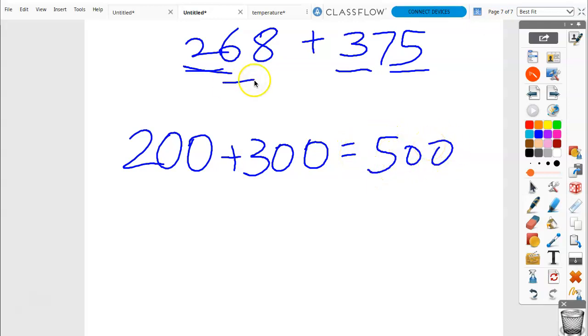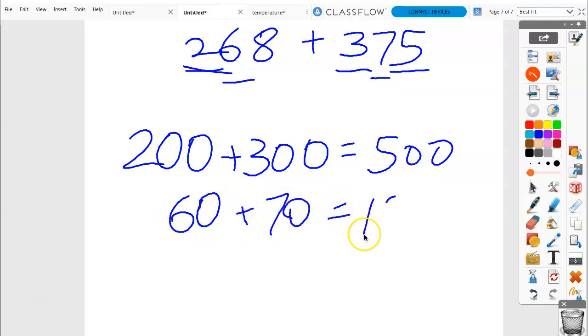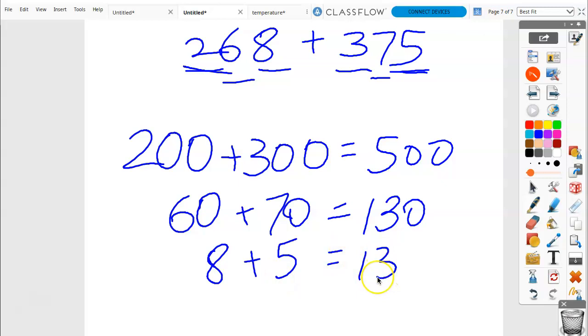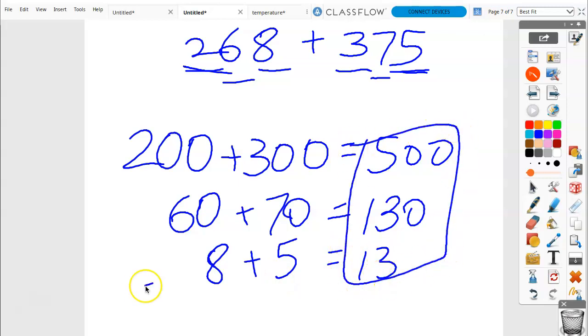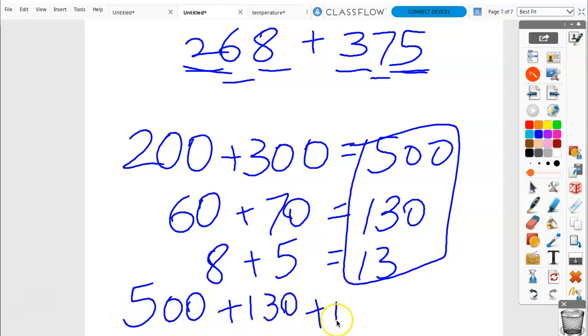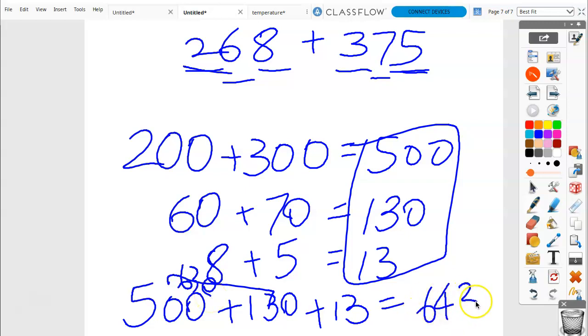Then we add the tens place. 6 tens plus 7 tens. That will be 130. Then 8 plus 5, because they're in the ones place, equals 13. Finally, we add these 3 numbers together. 500 plus 130 plus 13. These two together become 630. And 630 plus 13, the answer is 643. That's your final answer. So these are the ways to do addition.